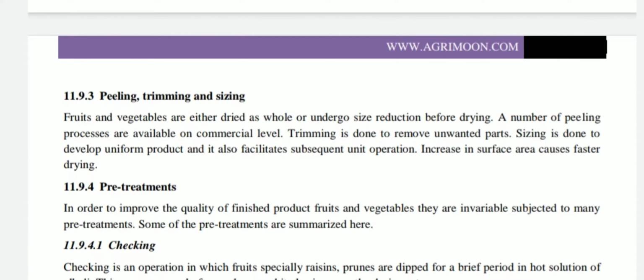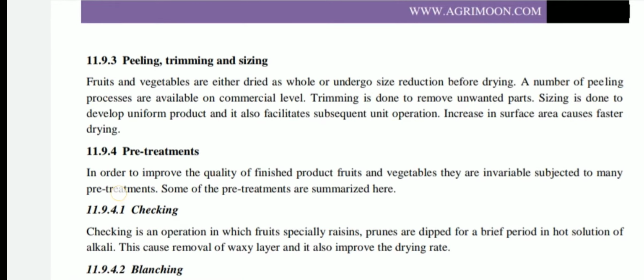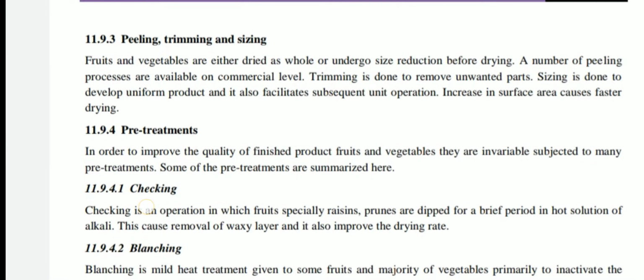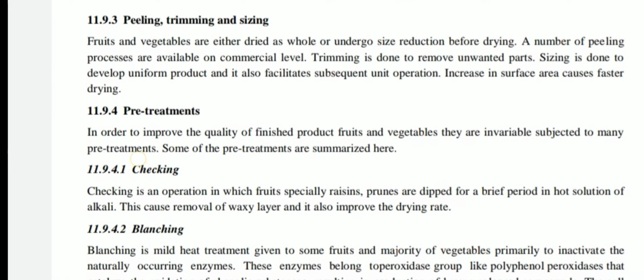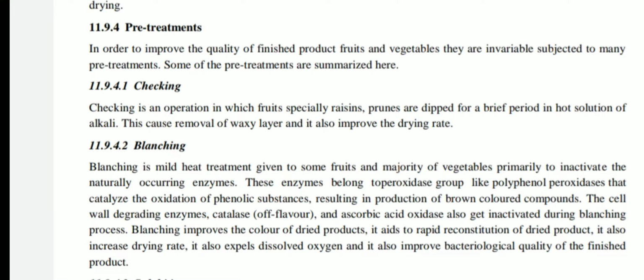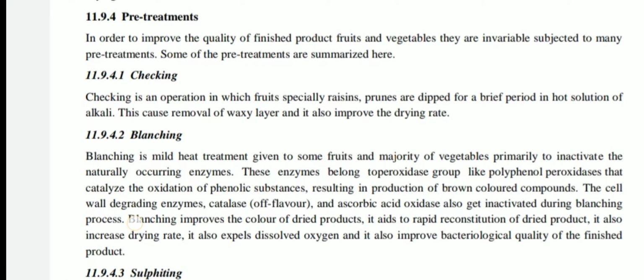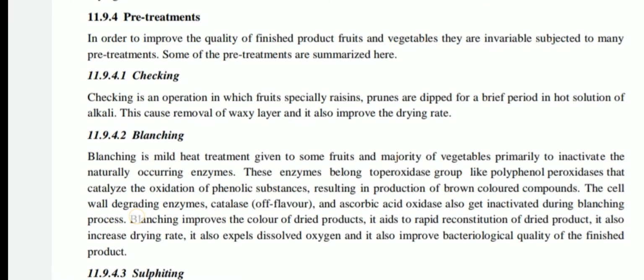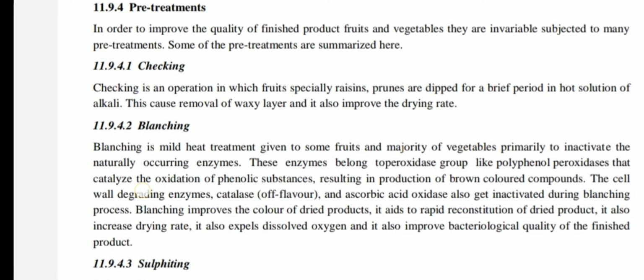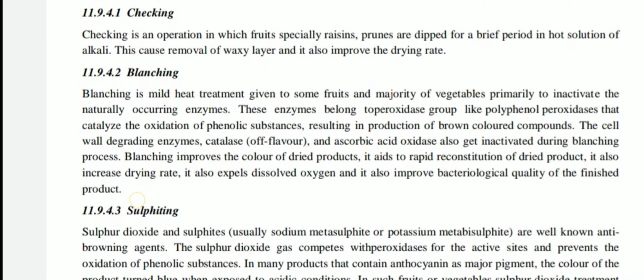Now moving to the third step, that is peeling, trimming and sizing. We know the terms peeling, trimming and sizing. Trimming is removing the unwanted parts of fruits and vegetables. Then there are pre-treatments. The first kind of pre-treatment is checking, that is dipping in hot solution of alkali to remove the waxy layer, which can be natural or artificial, to improve the drying rate, because wax will prevent the moisture from coming out through the surface.